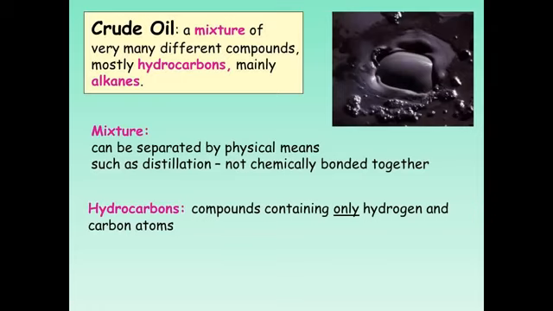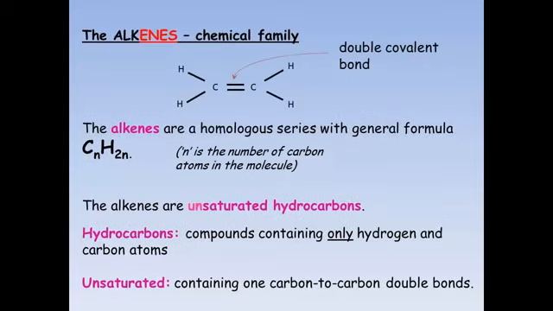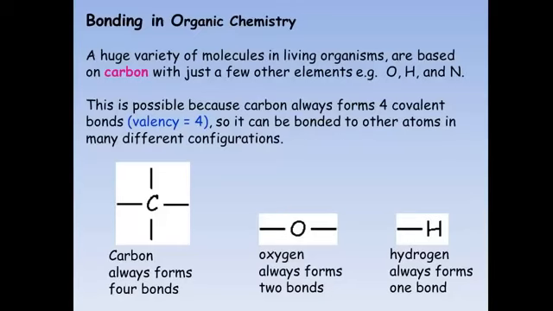And most of them are hydrocarbons. Hydrocarbons are compounds that contain only hydrogen and carbon atoms. The two main types of hydrocarbons that we are concerned with are alkanes and alkenes. You will notice some similarities and differences between these hydrocarbons, the alkene on the left and the alkane on the right. Before we look at those details, let's first of all have a look at the bonding in organic chemistry.